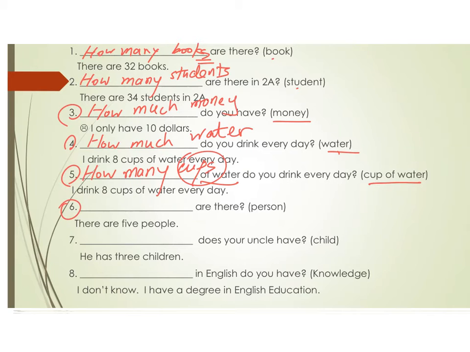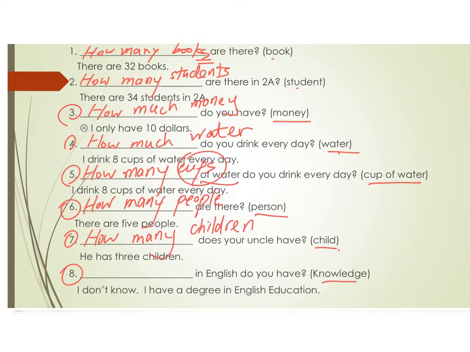Number 6. Person. How many persons? No, it must be how many people, because people is the plural form. Number 7. Child. Yep. How many? But we have to say children, because last time we learned that the plural form of child is children.